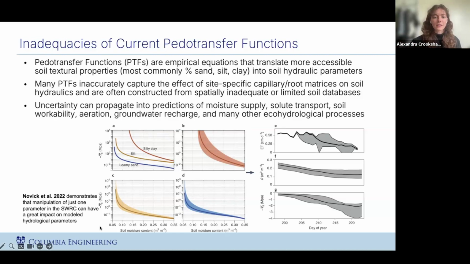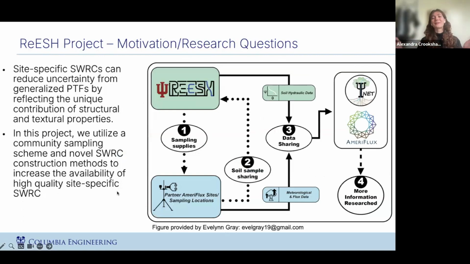This is probably best explained by this figure here, also from Kim's paper, where she manipulated just one parameter in the soil water retention curve, and the variability introduced by that then propagated into predicted measurements of matrix potential, water content, and evapotranspiration. So our big focus is how can we not only improve the accessibility of soil matrix potential, but perhaps improve the quality. And that is where we get to the Riesch project.